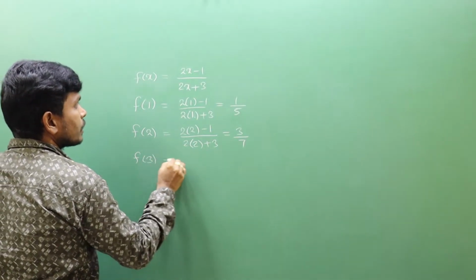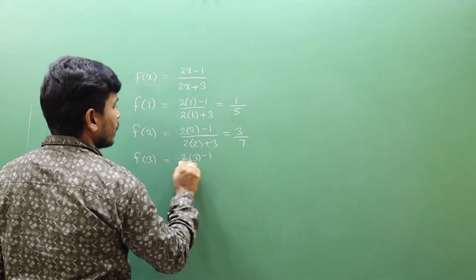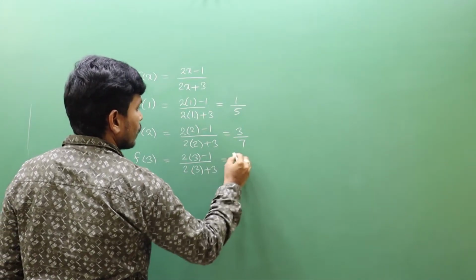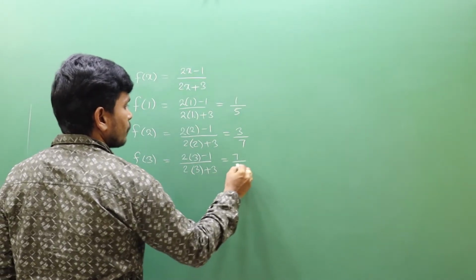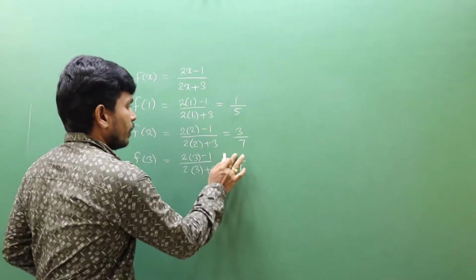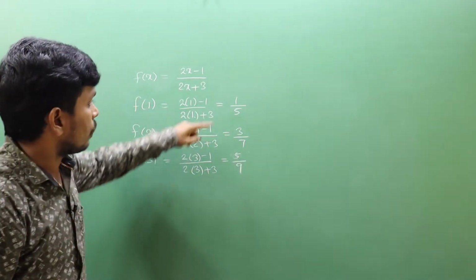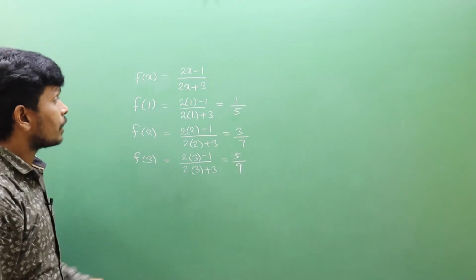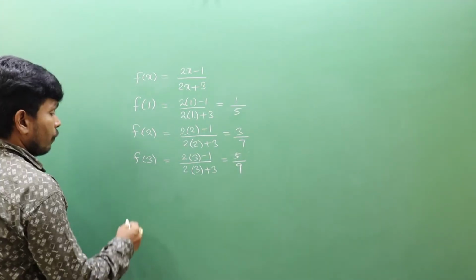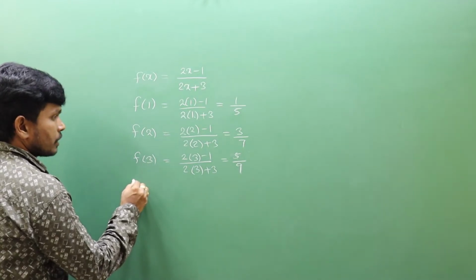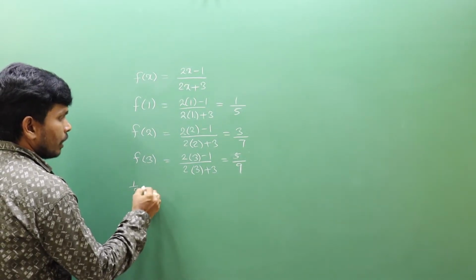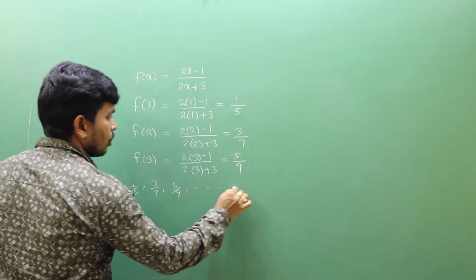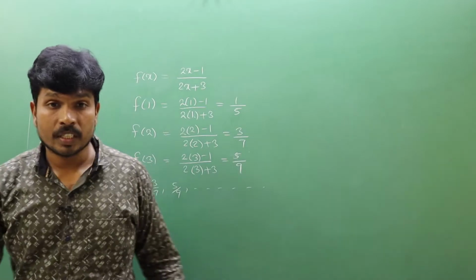f of 3 is equal to 2 into 3 minus 1 by 2 into 3 plus 3. 2 threes are 6 minus 1, 5, by 2 threes are 6 plus 3, 9. Here you get 5 by 9. So observe 1 by 5, 3 by 7, 5 by 9. These are the terms of the sequence f of x. The terms of the sequence are 1 by 5, 3 by 7, 5 by 9, and so on. These are called terms of a sequence.